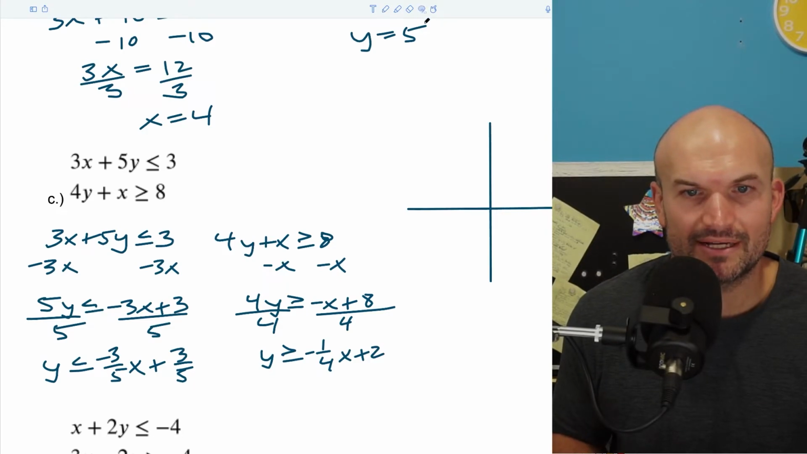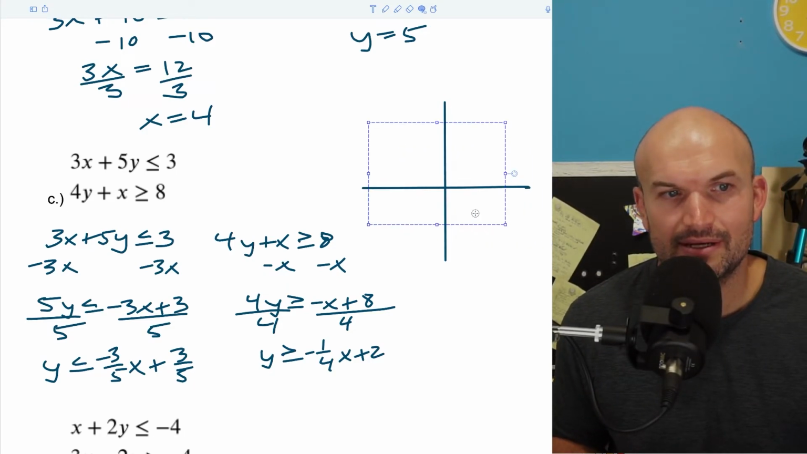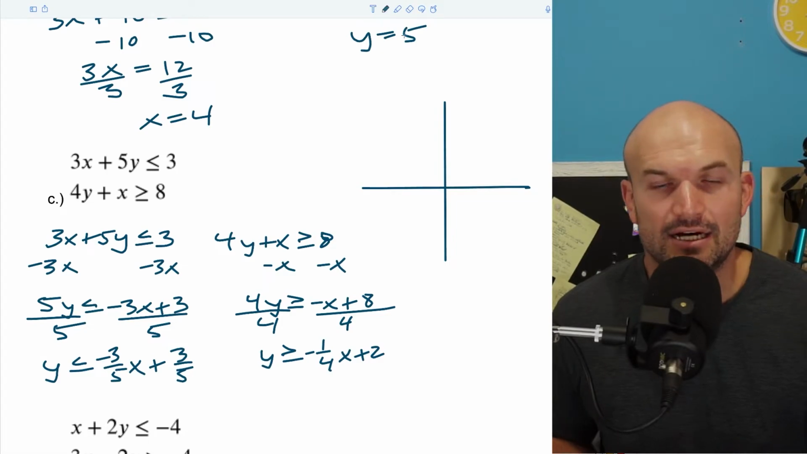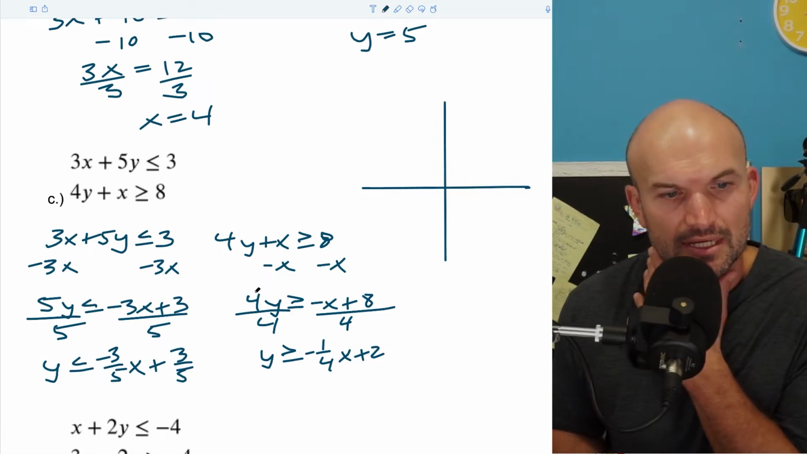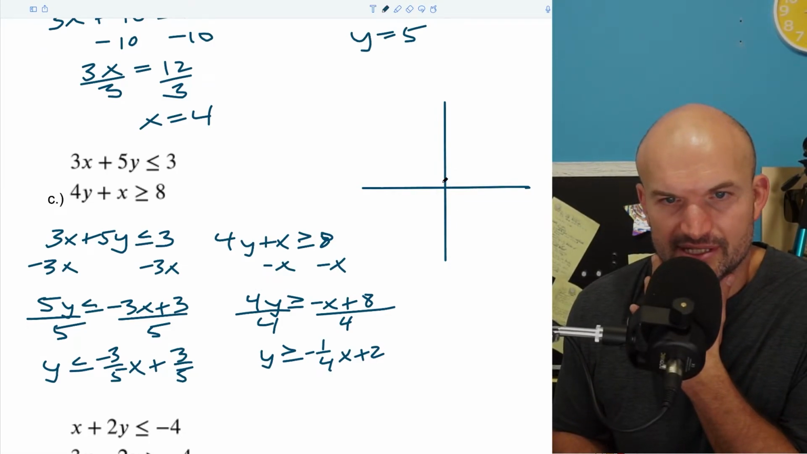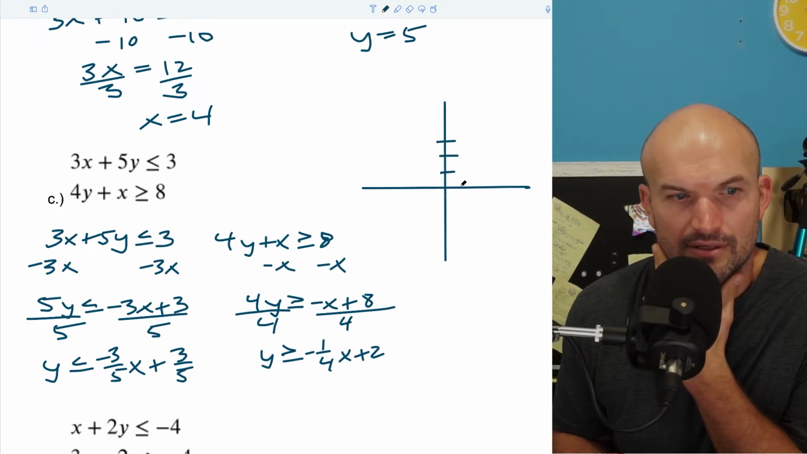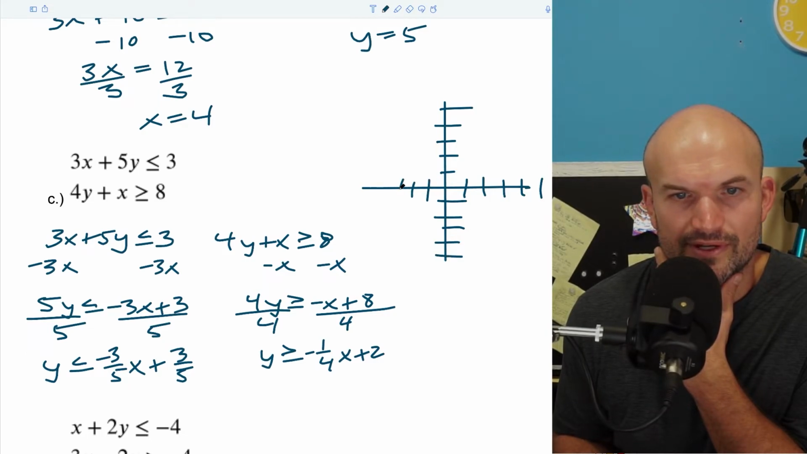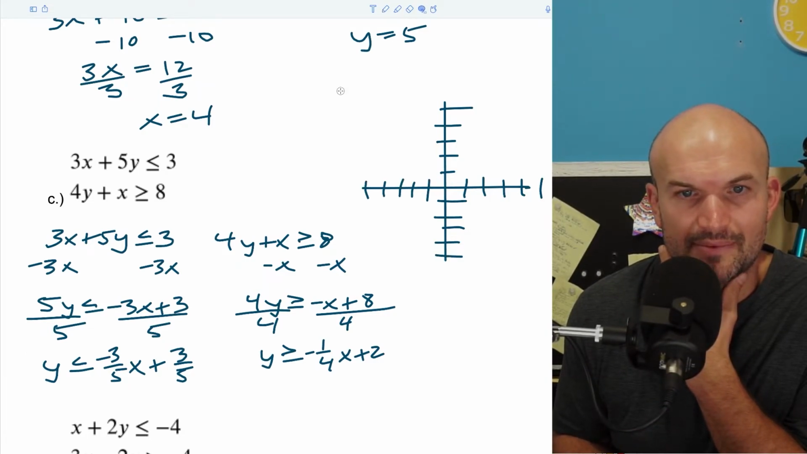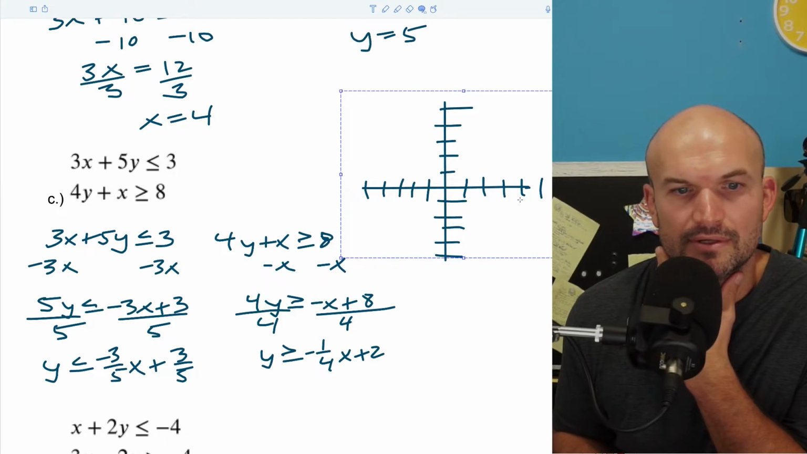And again, with the graph, I'm not shooting for perfect here, ladies and gentlemen. I am just trying to get an idea of what this graph is going to look like. So 3/5 is going to be like, let's say 1, 2, 3. I can just do 1, 2, 3, 4, 5 again. And actually, I'm going to copy this because we have one more problem to do, so I want to use it again.